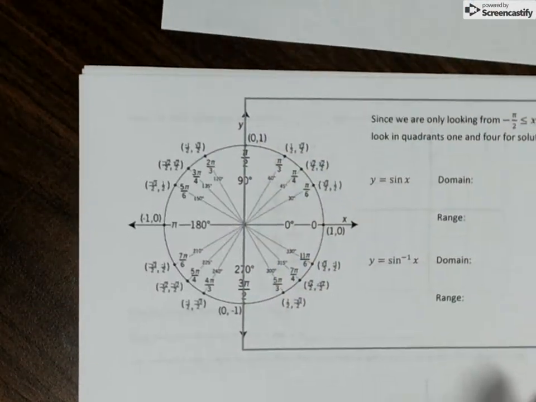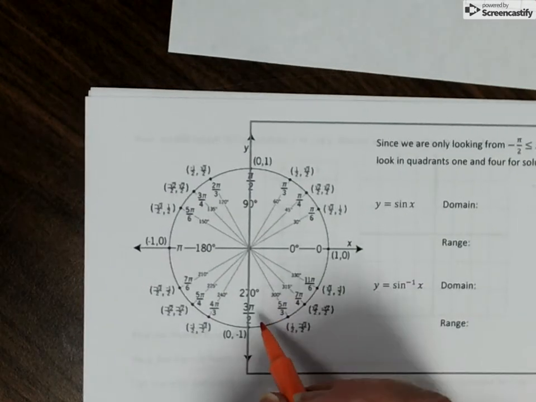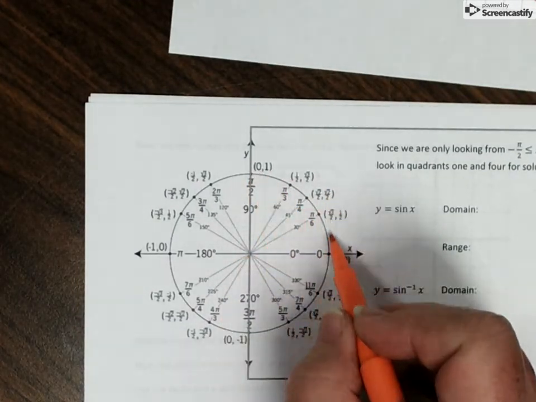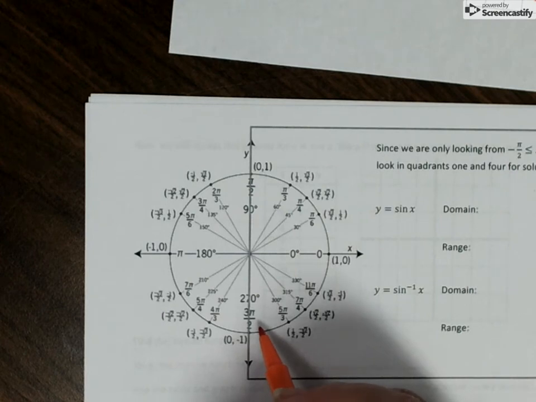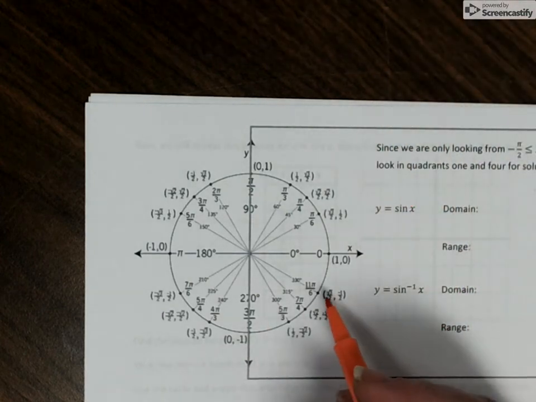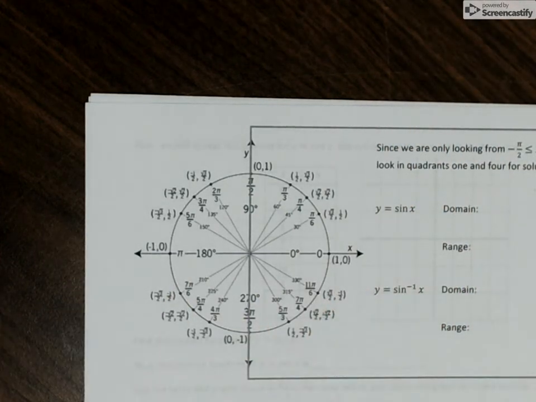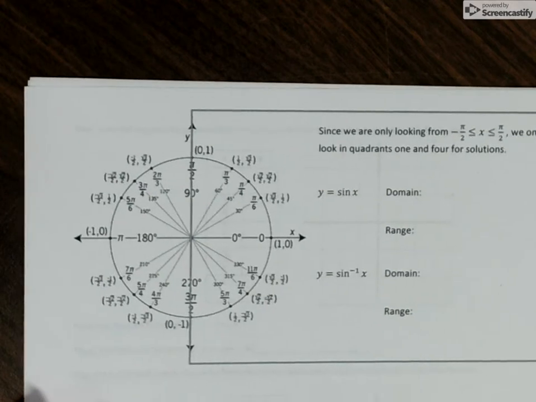So in those cases, let's look at our unit circle. What are we looking at? We are looking at only quadrants 1 and 4. I'm about to run out of time on my video, so we'll start the next video in just a second. But we are looking only at quadrants 1 and 4.